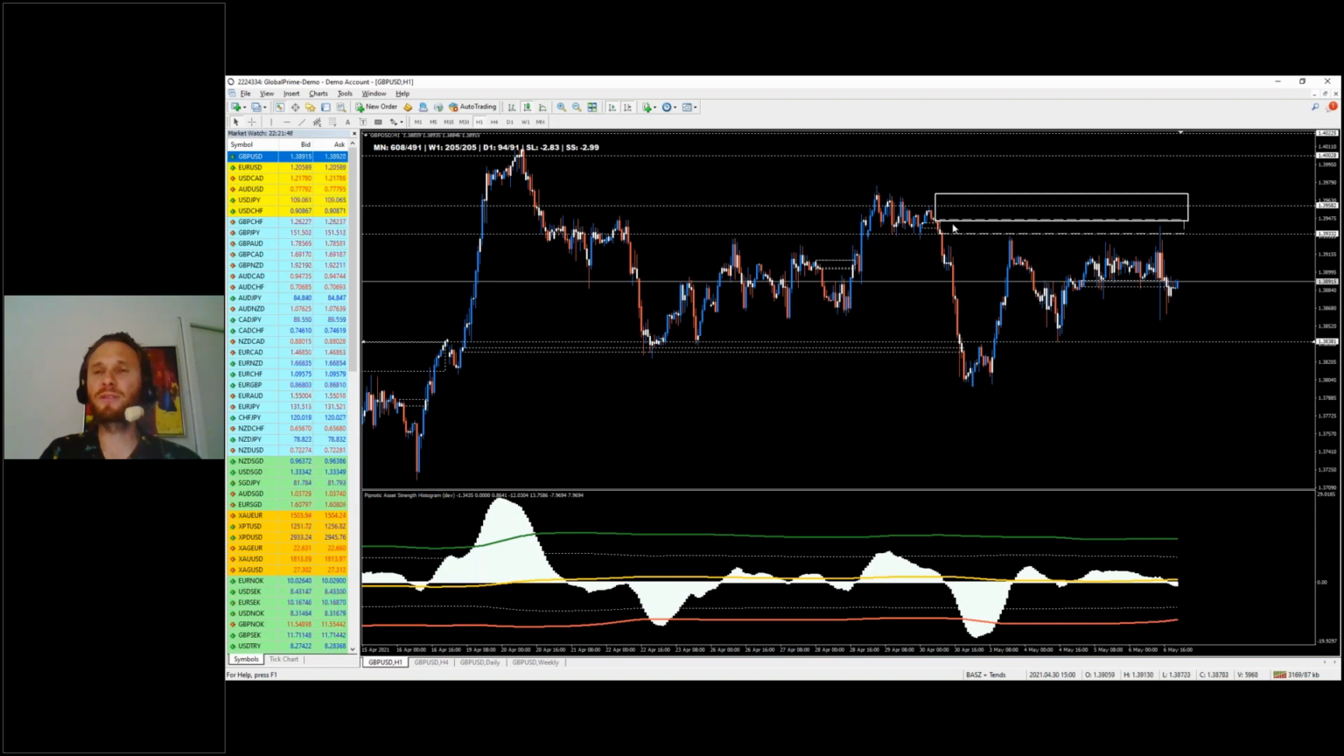So the edge of the box that's closest to price is the entry. The edge of the box that's furthest away from price would be where the stop placement would be. And the target would be at an opposing area, an opposing buy or sell zone.